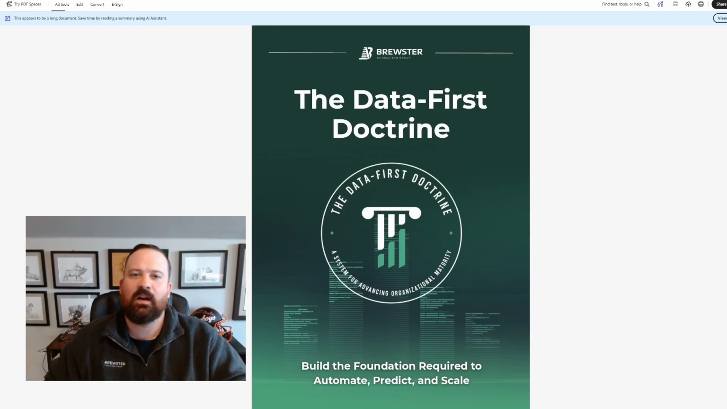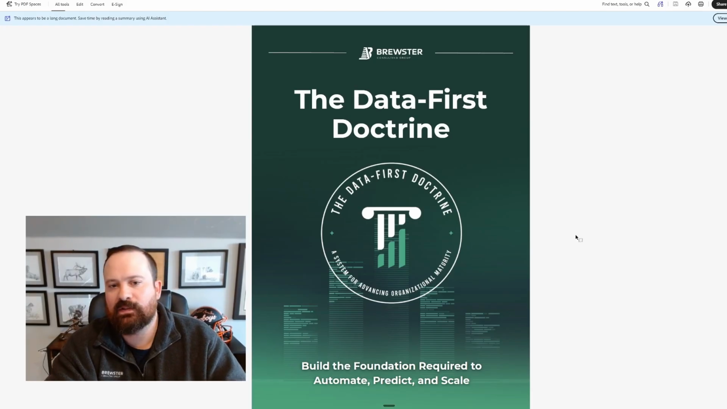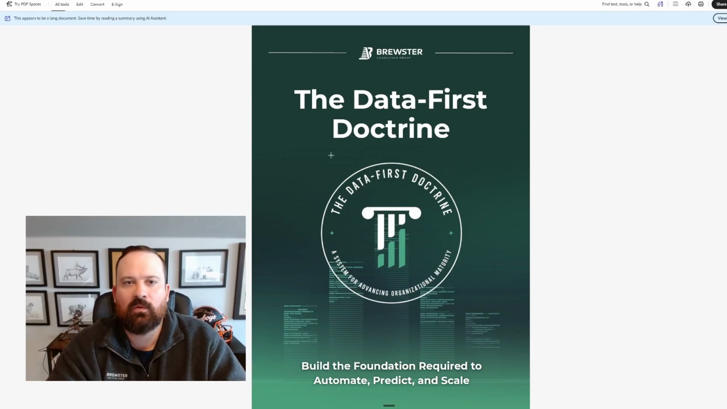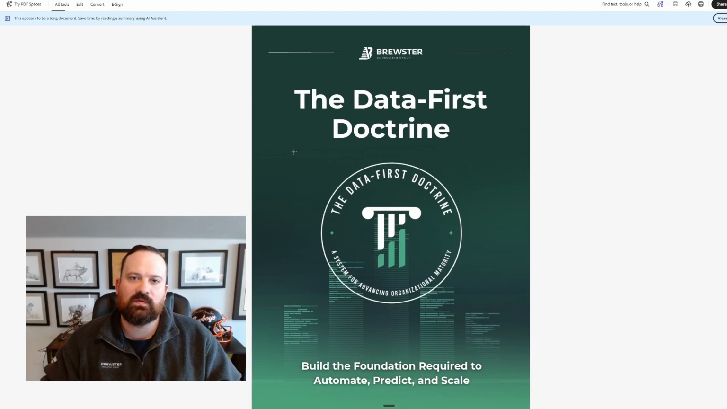All right, guys, today I want to introduce you to the Data First Doctrine. The Data First Doctrine is our framework, our operating system, so to speak, for an organization to truly become data driven. See, a lot of organizations use the buzzword data driven. They say, we want to be data driven, but what does that actually mean, right?